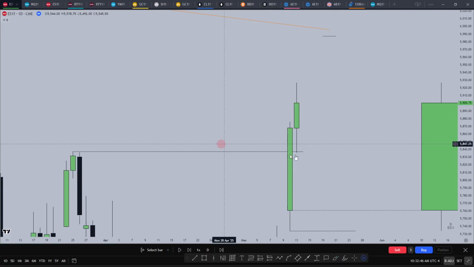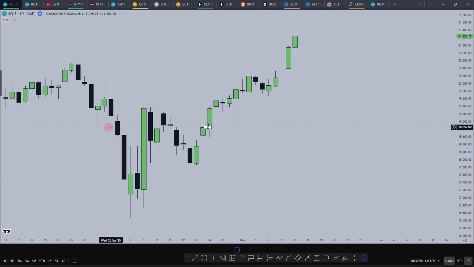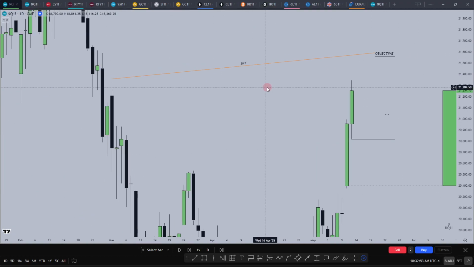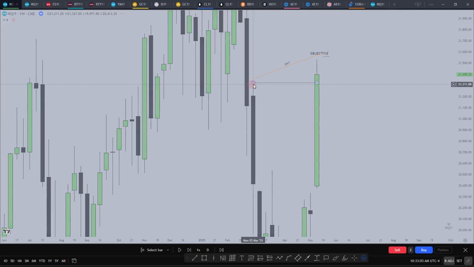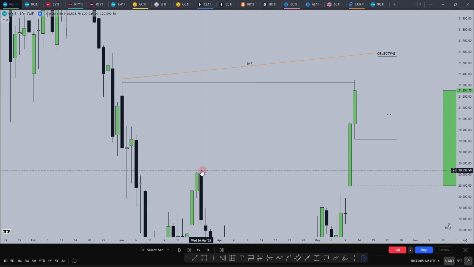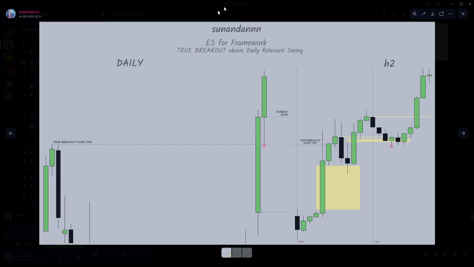Used ES as a framework. ES showed me true breakout over this relevant swing to frame NQ, because NQ had better objectives, this weekly fair value gap and clear daily swing point. So used ES for narrative, relevant swing, true breakout over this high. Used ES for framework. You can view the true breakout on the low time frame H2. Price showing lack of willingness to return back inside and starting to displace away.